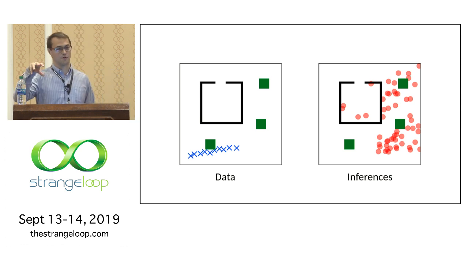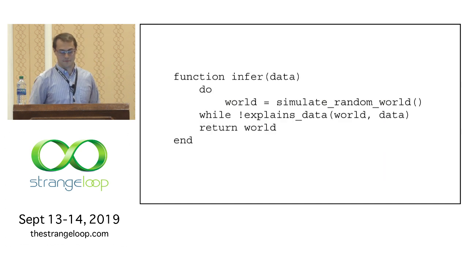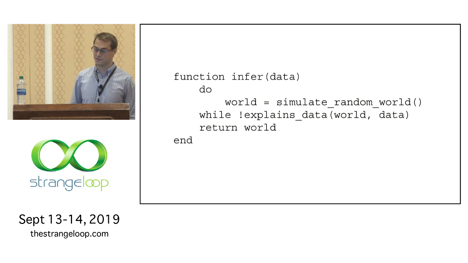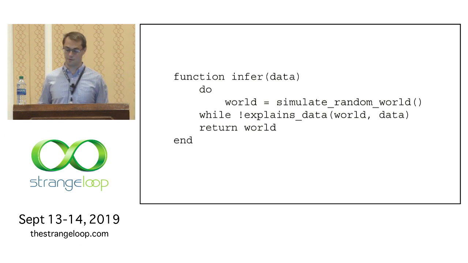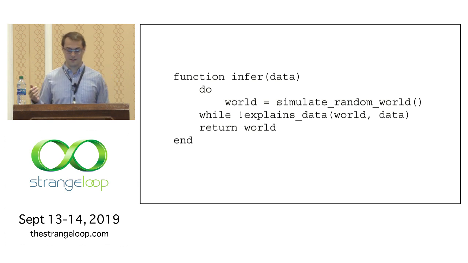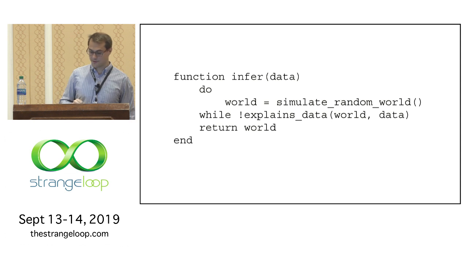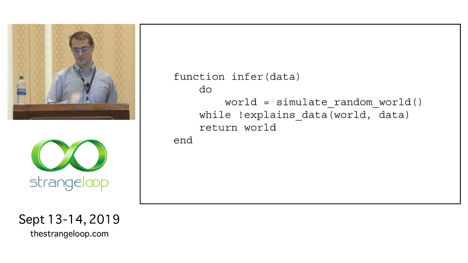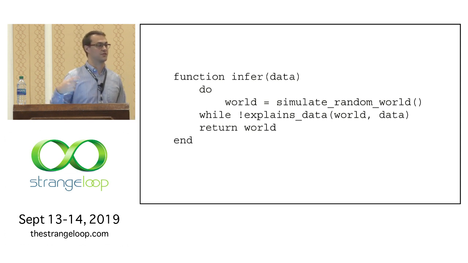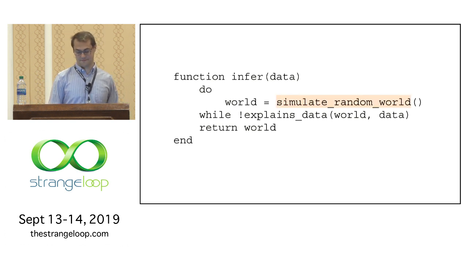Maybe they're going into the enclosure, but probably with less probability than for the other data. So here's the pseudocode for that procedure. Again, it works by simulating a random world until it finds one that explains the data, and then it just returns that world. We had to write this explains-data procedure somehow, and I'll come back to that later. Also, each time we call this procedure, it generates one explanation. So we're going to call it over and over again to get more explanations.